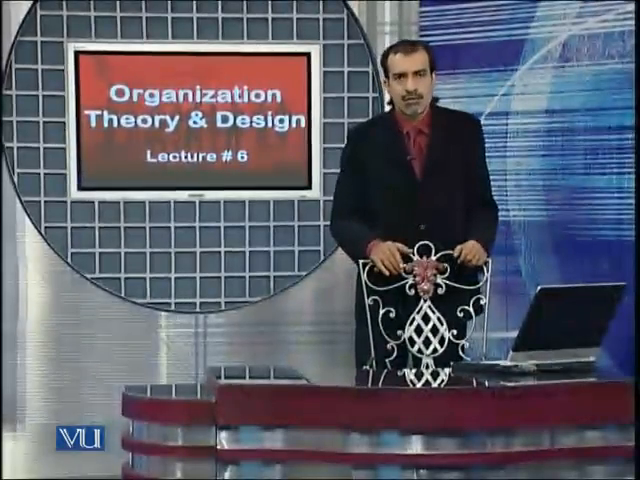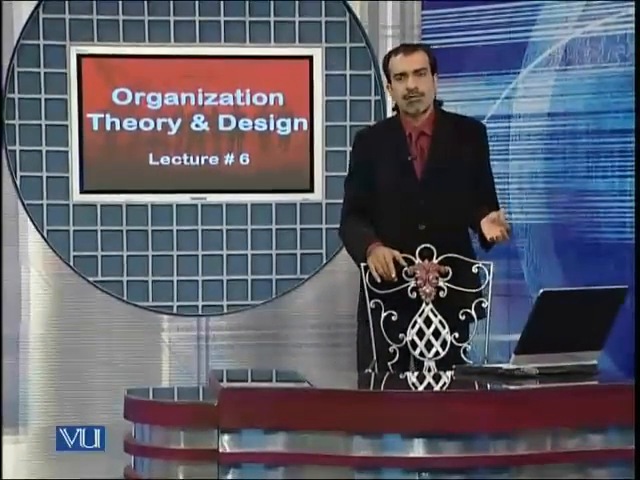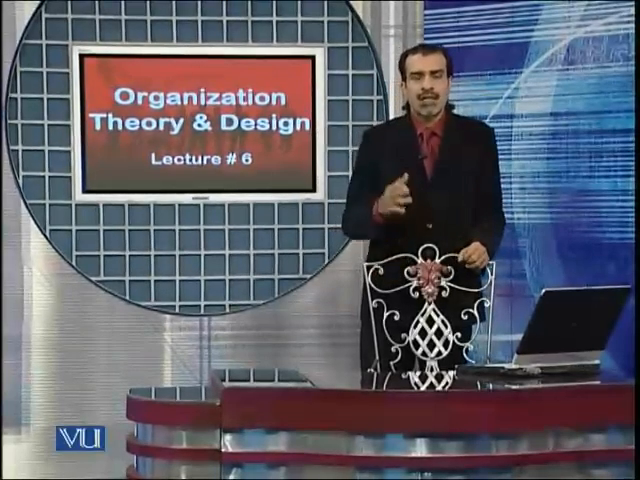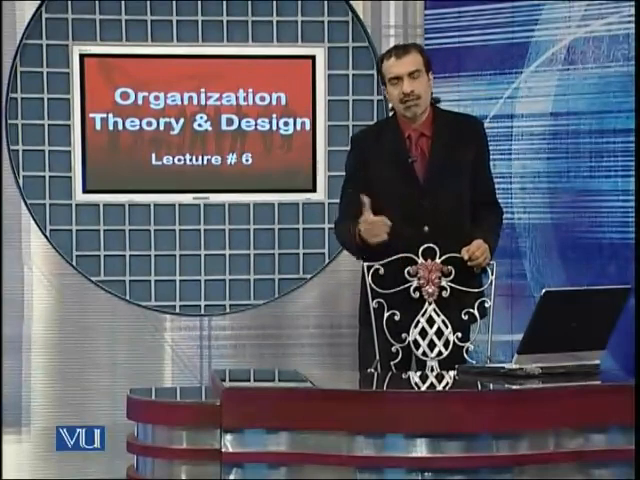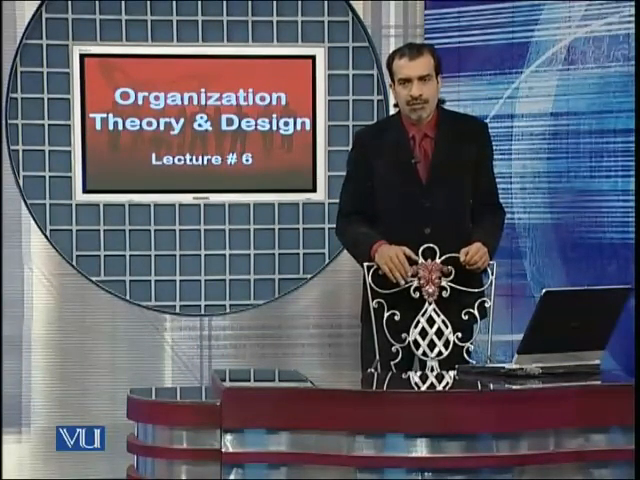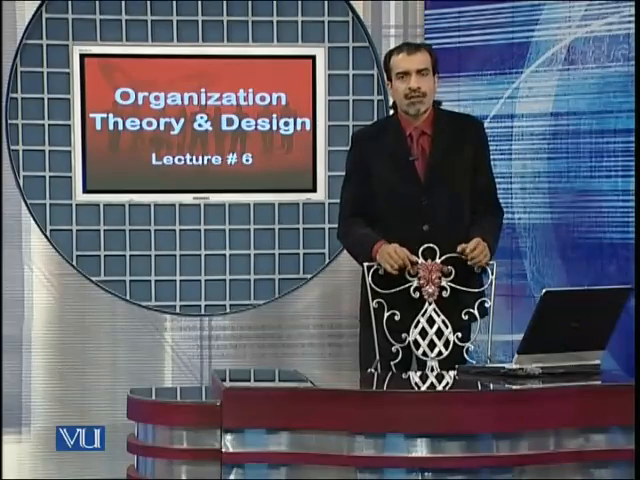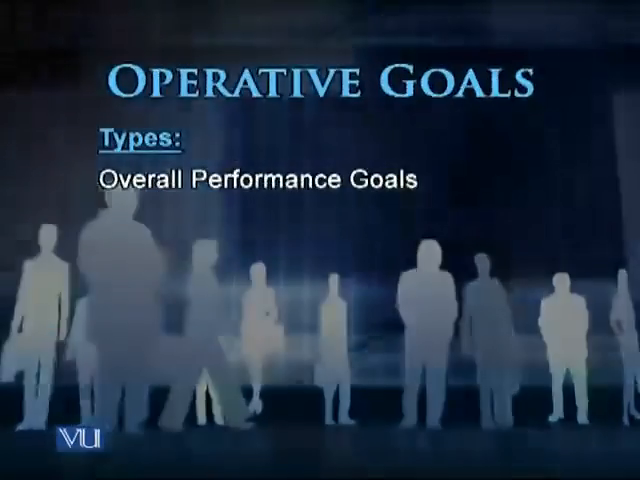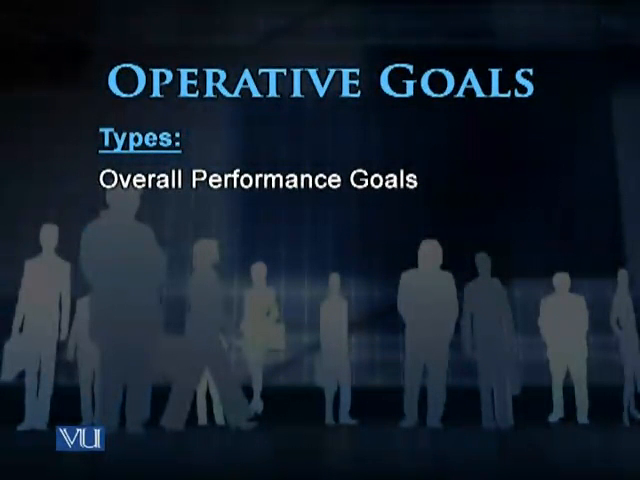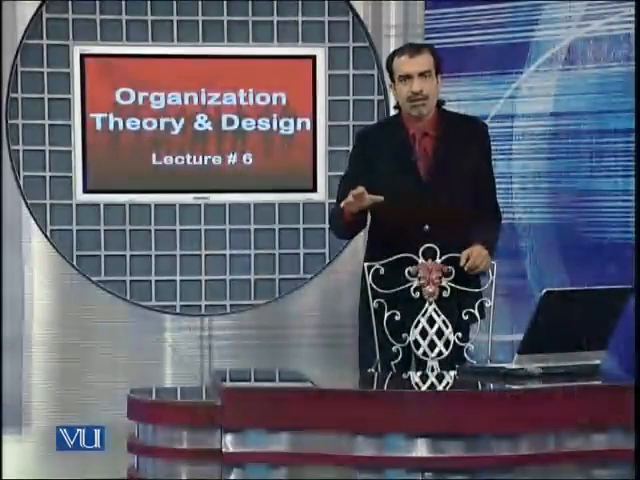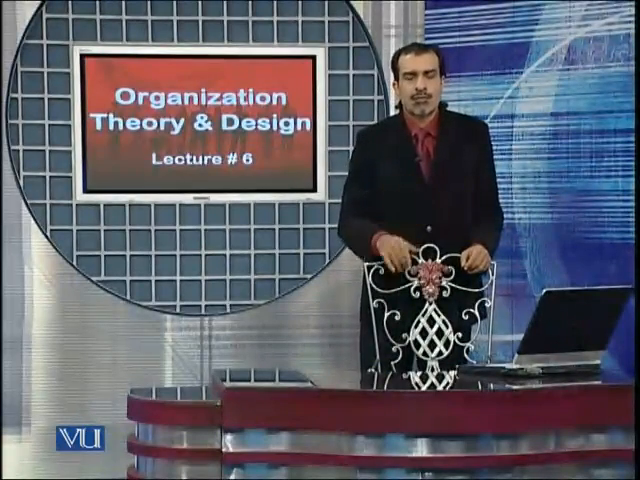Therefore one of the operative goals, us pe to unhone sirf ye kaha ki financial performance which is distinguished, that does not make it very specific. And in the last lecture number 4, when we talked about goals, we said that goals should be SMART, which means they should be specific, measurable, attainable, realistic and time bound. So in order to convert that overall broad goal into a SMART goal, this company, or any company, can either use profitability as their overall performance goal measure, or net income, or return on investment, or earning per share. Ye sare ke sare honge financial indicators of overall performance.